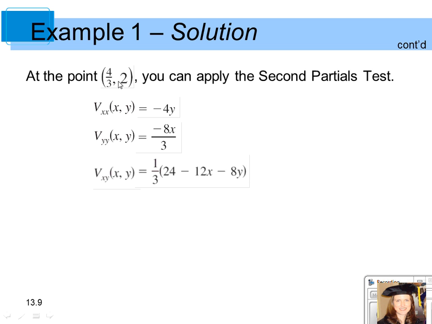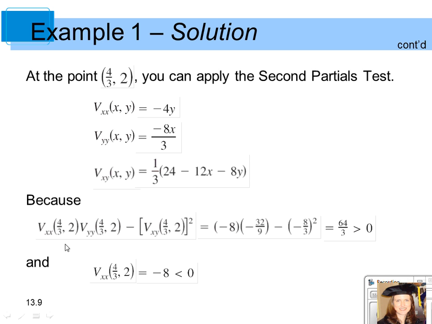Now we're going to find the value of d by multiplying Vxx times Vyy minus the mixed partial squared, when you plug in 4/3 for x and 2 for y. When you plug in 2 for y here, you get negative 8. If you plug in 4/3 for x here, you get negative 32 over 9. Then when you plug in both the x and the y, you get this value. When you simplify the whole thing, you get 64 over 3. That's our value for d.